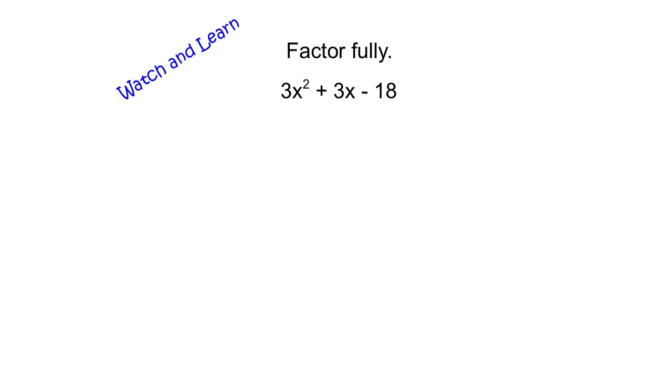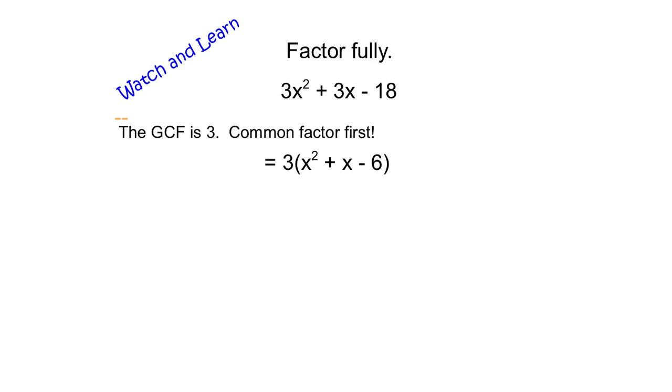And now I just want to show you another level of complexity. Here I have a trinomial, but it doesn't look like a simple trinomial because the coefficient on the first term is not 1. You see a 3 there. The question also says factor fully. This implies that there might be more than one step in the factoring process. The first thing I notice is that there is a greatest common factor in all three terms. The greatest common factor is 3.